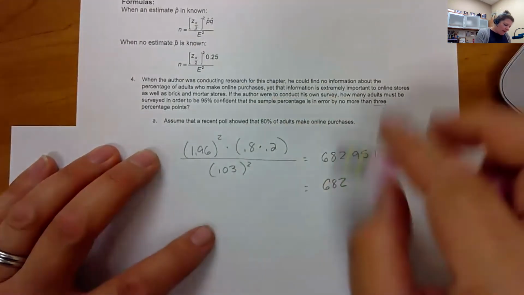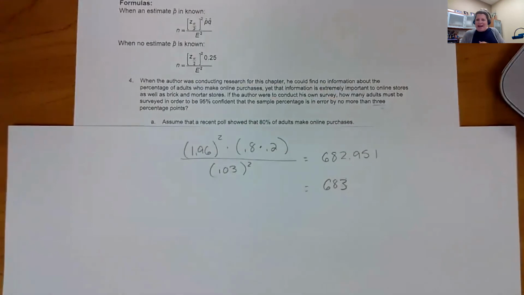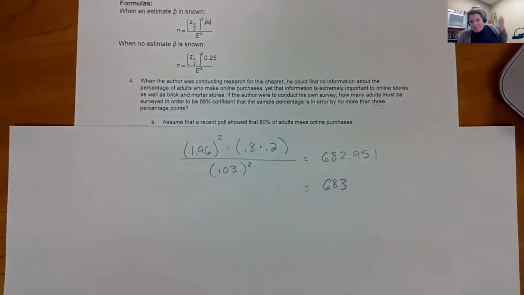683, I mean, I rounded down. Always round up because I have to sample enough people. So if I have any decimal over there, I have to add one person. I can't sample 0.9 of a person. So I'm going to have to sample 683 to be confident within 3% of our error at a 95% level.